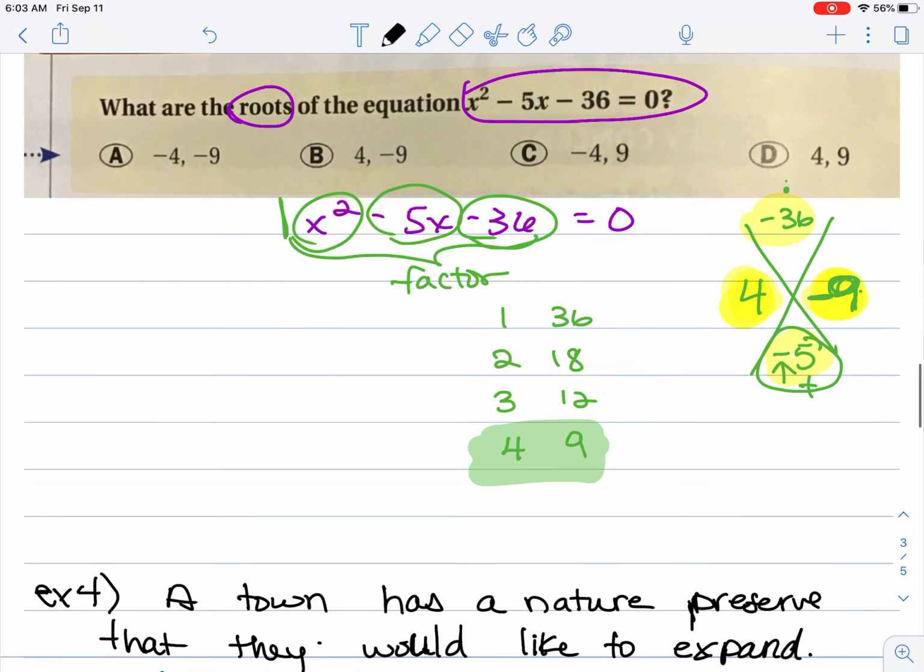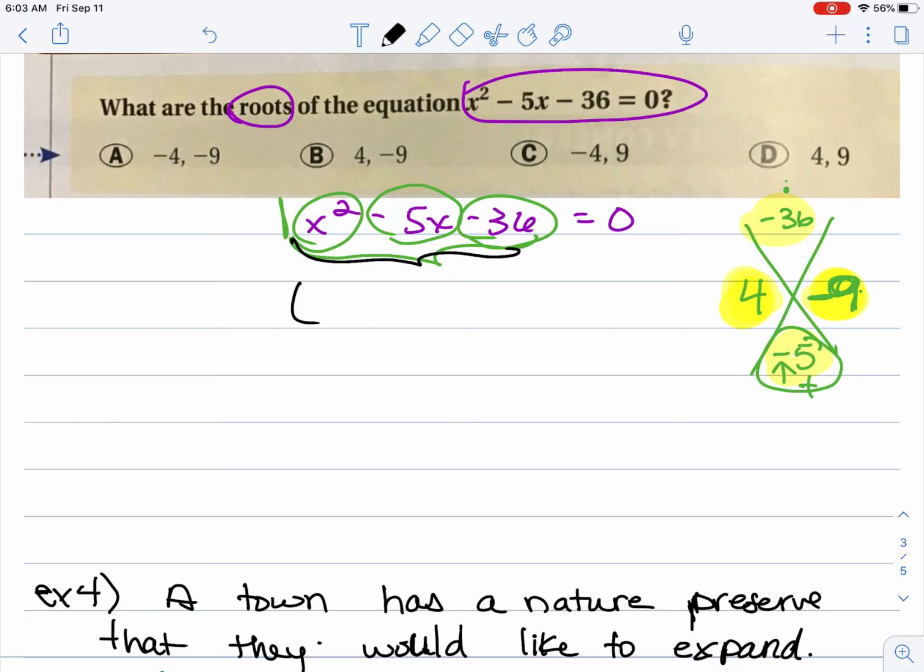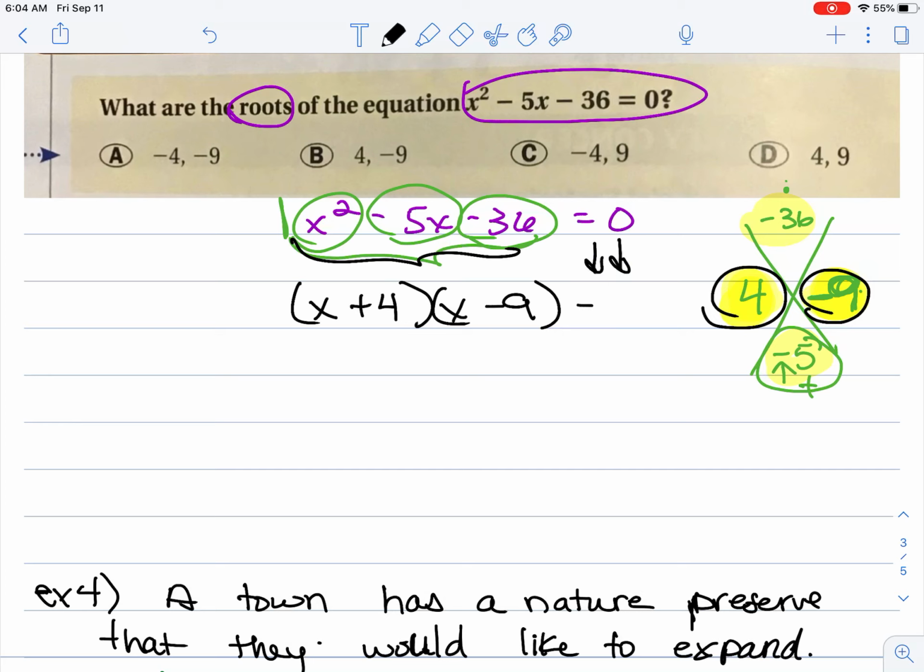So now we're going to set up our factors, okay? I'm just going to make some room for myself. So we're going to factor it right here. We know this factors to x plus 4, x minus 9. Bring down the equals and the 0. And now this right here is when we use our zero product property.